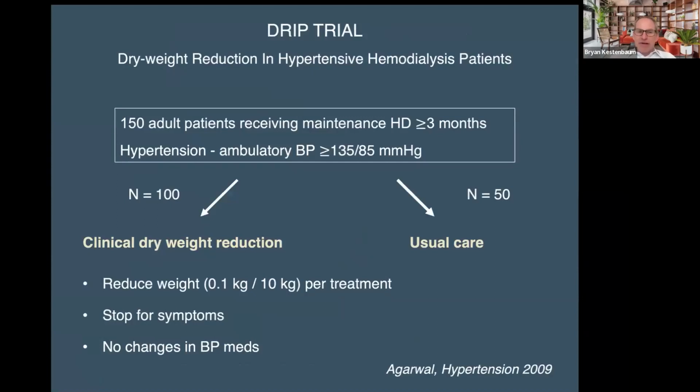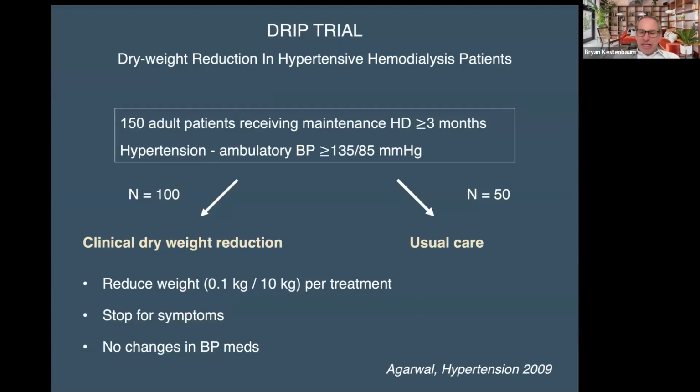This is the DRIP trial, in which patients on hemodialysis with hypertension were randomly assigned to a clinically motivated volume reduction strategy versus usual care. And so the clinical dry weight reduction strategy in this trial was pretty simple and somewhat harsh. They just would reduce your dry weight every session by 0.1 kilograms for every 10 kilograms of your body weight. So if you're an 80-kilogram person, every time you went in, your dry weight was reduced by 0.8. And they just kept doing that until you developed symptoms.